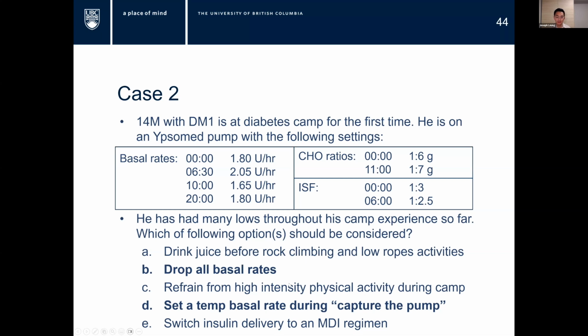And then switching insulin delivery to an MDI regimen, that's always a possibility. But having lows like this, oftentimes that's not necessarily a reason to switch to an MDI regimen. We can certainly manage lows very easily by just reducing the basal rates and setting temp basals on an insulin pump.